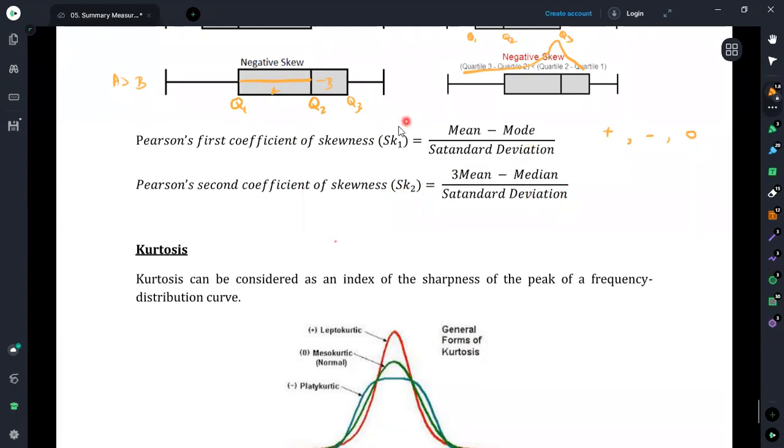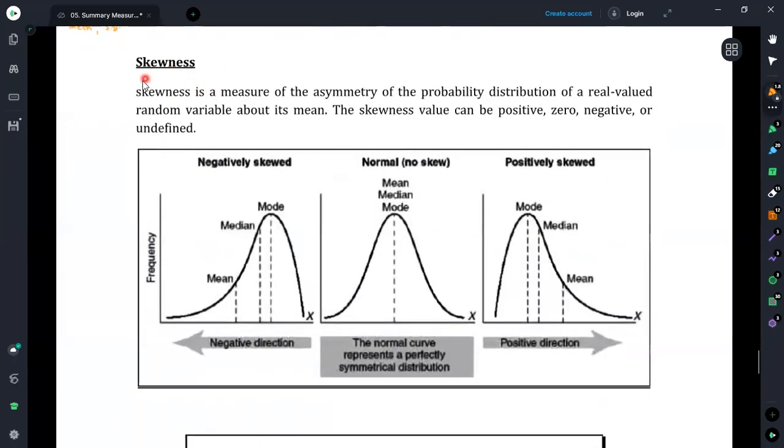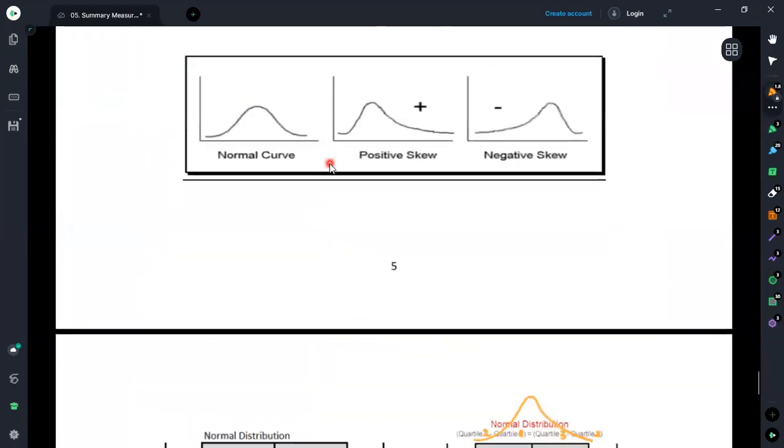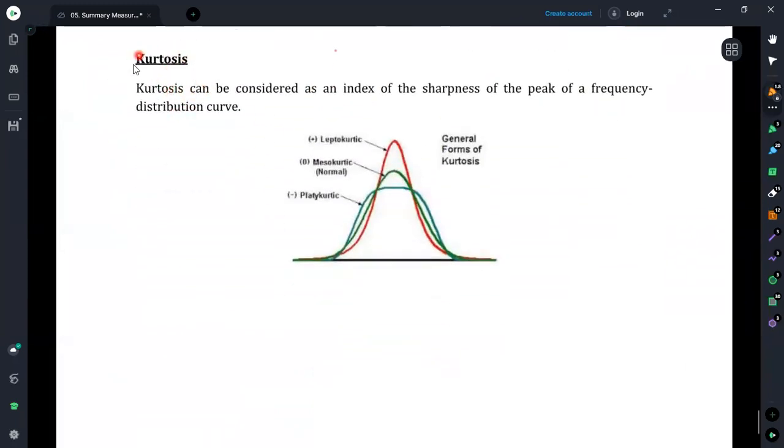The only difference between these two is that we use mean, mode, and standard deviation to calculate the first coefficient of skewness, and mean, median, and standard deviation to calculate Pearson's second coefficient of skewness. And these are the things I needed to discuss related to the skewness of a distribution. Apart from that, the next measure that we can have for any given distribution is the kurtosis.